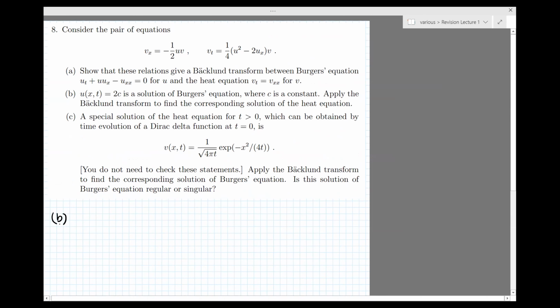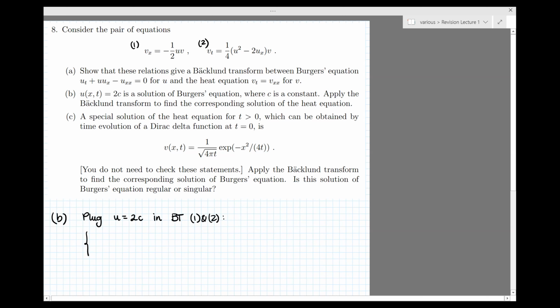So in part B, we're given a solution of Burgers' equation, u of x and t equals c, where c is a constant. And we want to apply the Backlund transform to find the corresponding solution v of the heat equation. So what we need to do is to plug u equal to c, where c is a constant, in the Backlund transform equations 1 and 2. So we'll get the system of two equations.